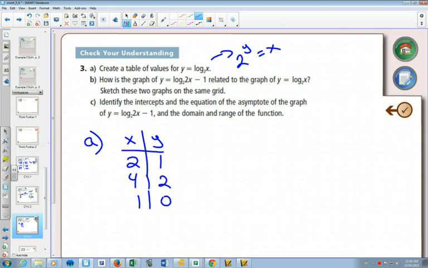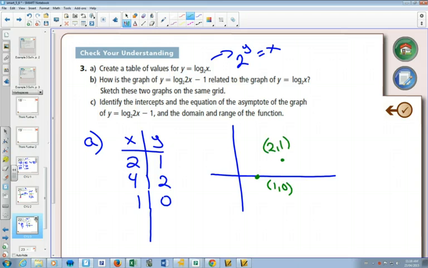So we could make a longer table of values if we wanted to, and we could sketch the graph of log base 2 of x. Again, for sketching the graph, you need to know that it has 1, 0 and 2, 1. From our table of values, you could also include 4, 2. And there would be an asymptote right here at x equals 0.